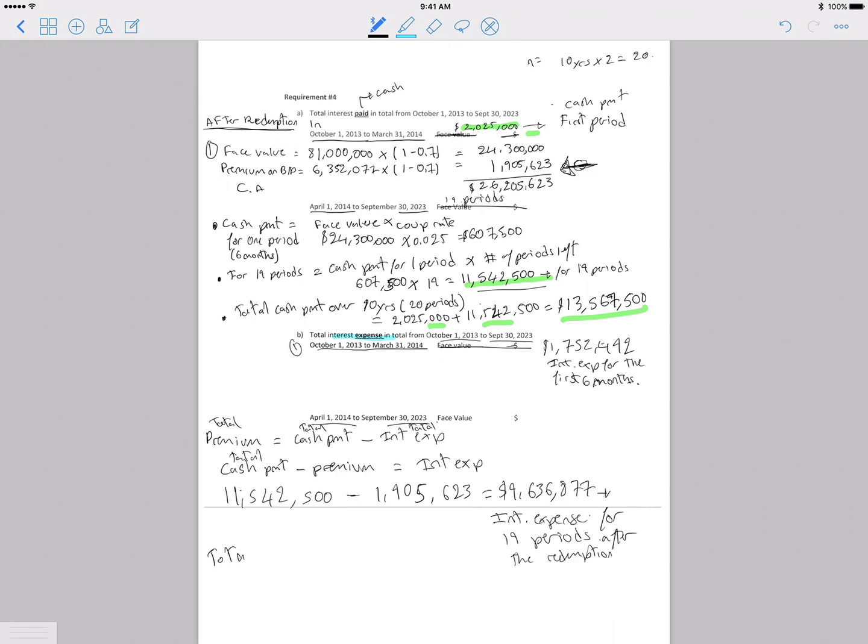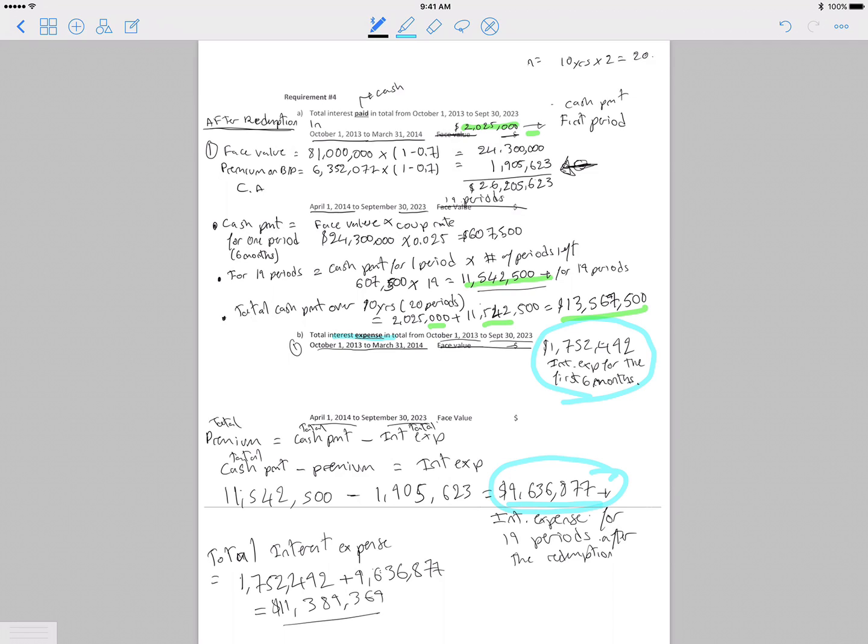So our total interest expense equals the first payment of interest, the first 6 months, which is in this case 1,752,492, plus the other 19 periods, which is this amount. So now what we did, we took this amount and we added this amount, and then with that we have our total interest expenses for the 10 years of the life of this bond. And the total is 11,389,369. So this is our total interest expense.